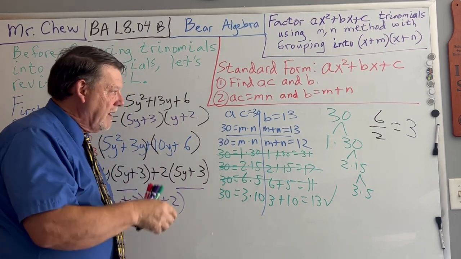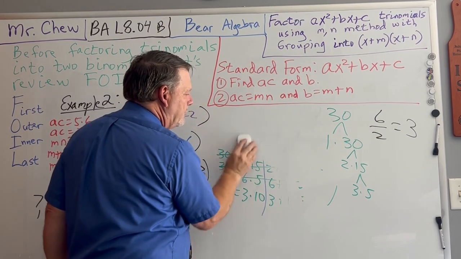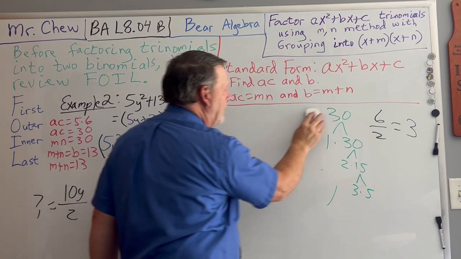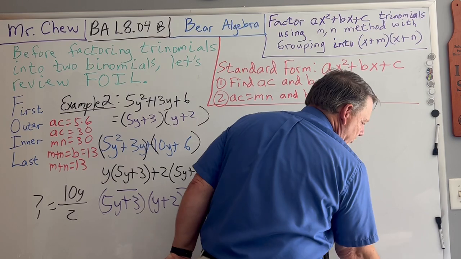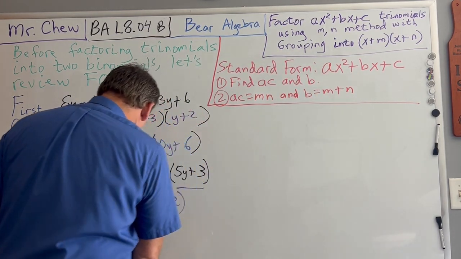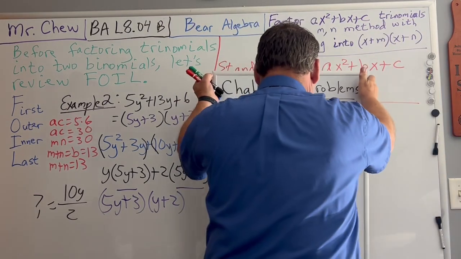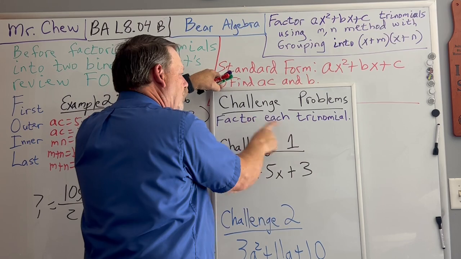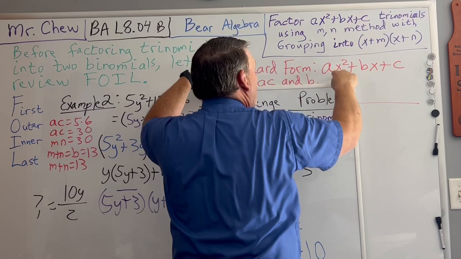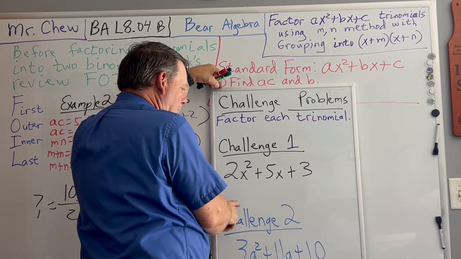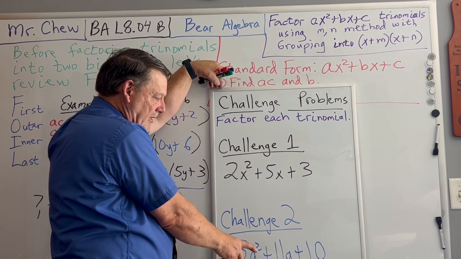Hopefully, these are making sense to you. All right, I'm going to put up 2 challenge problems. These were the 2 examples. Try these, pause the video, and then there'll be a link in the upper right that will show you how they're worked in a long video. So here are the challenge problems. Factor each trinomial using the MN. You got your x squared. So you could write that down. If you don't remember this, write it down. Challenge 1, 2x squared plus 5x plus 3. Challenge 2, 3a squared plus 11a plus 10.